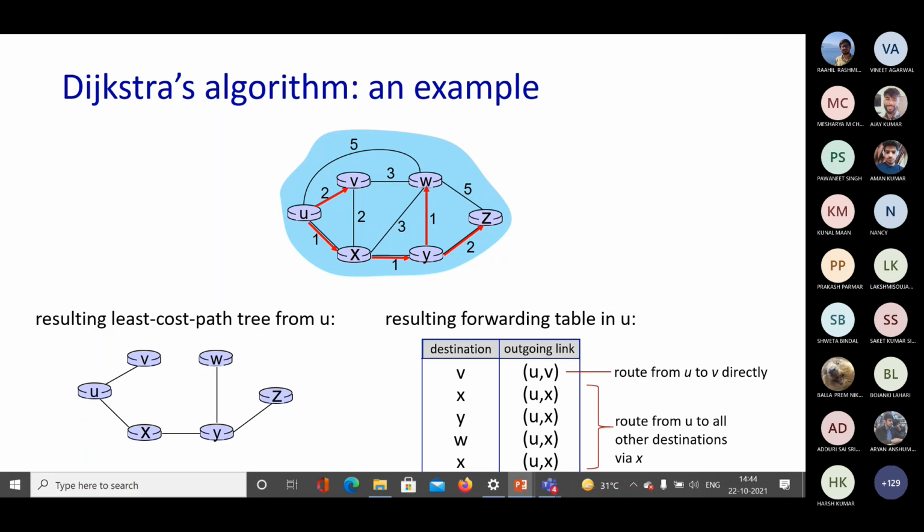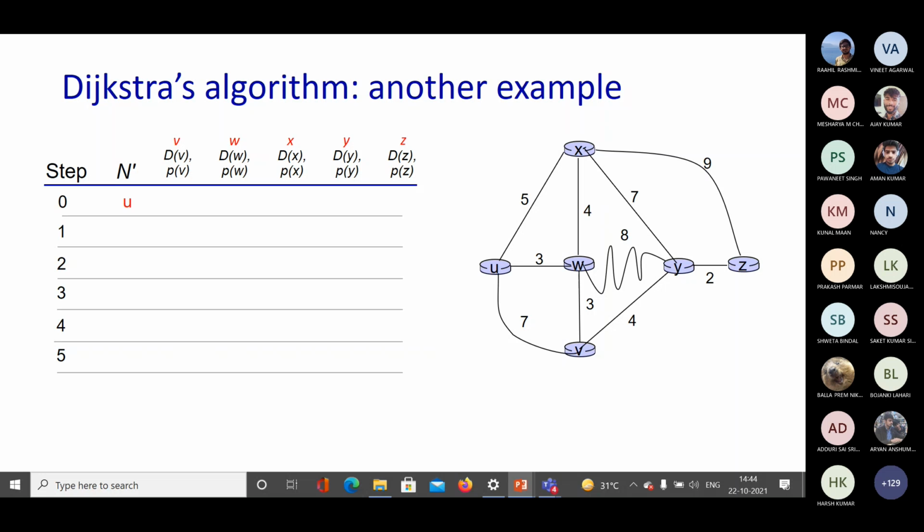So this is what I've already told. Now let's do one more example of Dijkstra. This is the graph that you are having. This is the starting node or the source node U. Can someone tell me what should be the shortest path from U to all the other nodes? Just try to find out. This is the first step. Just check and then tell me what should be the path from U to all other nodes. Just implement Dijkstra's algorithm.